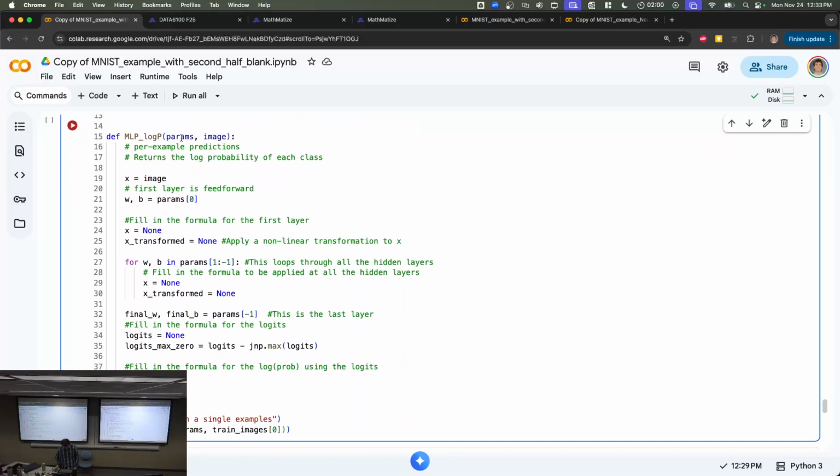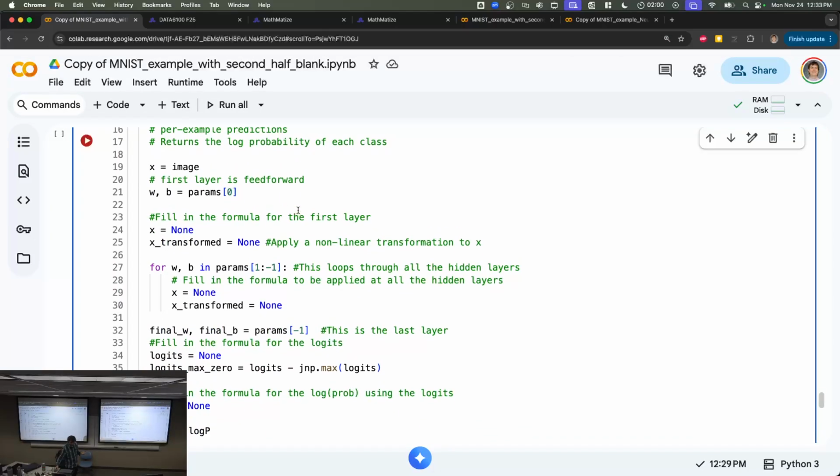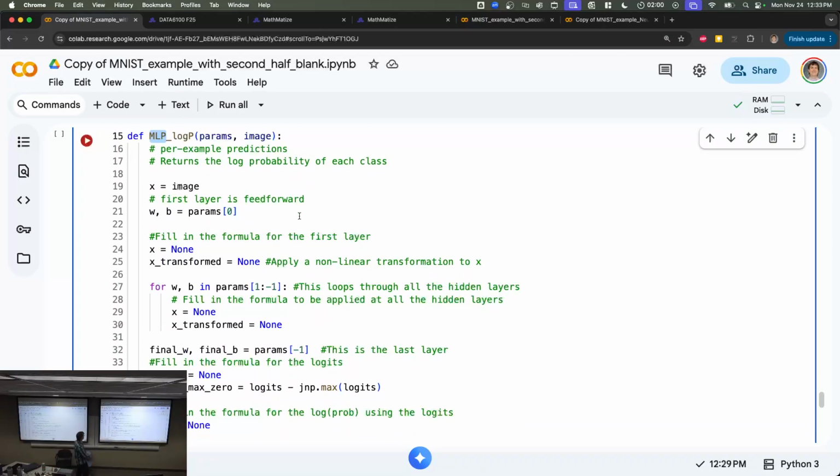OK, then I have this function called MLP, which stands for multi-layer perceptron. And it's going to output the log probabilities just like we did before, right? So exactly the same way of doing the x's. We just have to do the first layer. And the first layer takes the image, and it outputs this thing called x. Right now, x is the image. And we're going to do exactly the thing we did before. We're going to do the dot product like that, wx plus b.